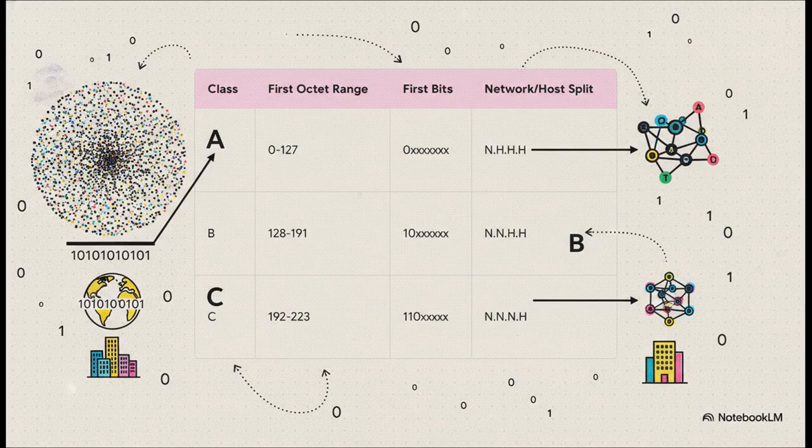Class A addresses, those that start with a number from 0 to 127, are the absolute behemoths of the internet. They can support millions of devices. Then you've got Class B, the medium-sized networks. And finally, Class C, the small, cozy neighborhoods that are perfect for our home networks.